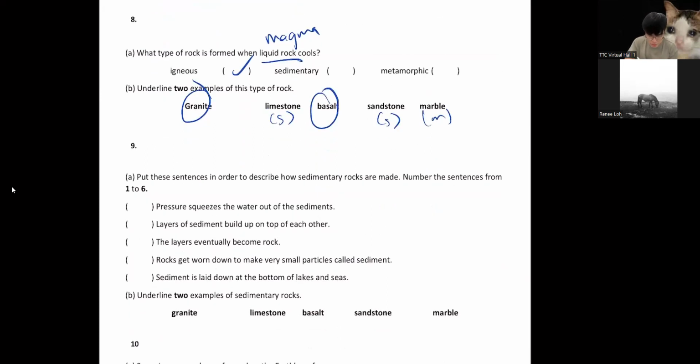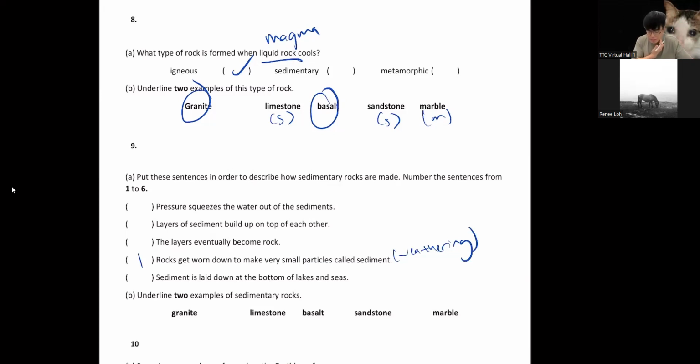So number 9, put these sentences in order to describe how sedimentary rocks are made. Number the sentences from 1 to 6. Sedimentary, that's your papa rock. So number 1 would be this: rocks get worn down to make very small particles called sediment. So that means they are washed down. This is called weathering. Weathering 风化就是把石头洗成沙，那个沙就叫沉淀物 sediment，就会洗去 river 那边. To be washed to the river.